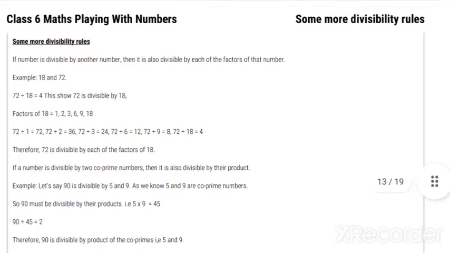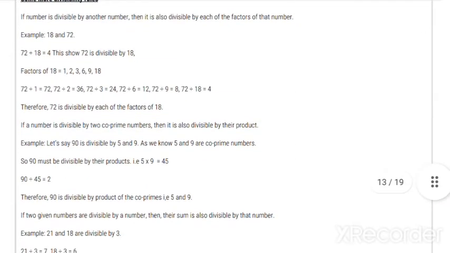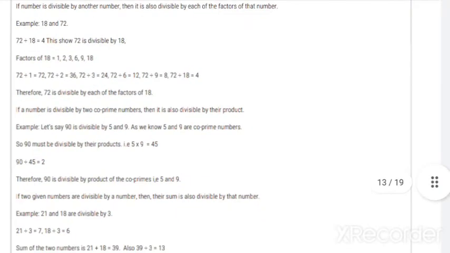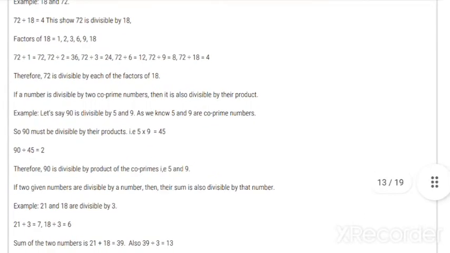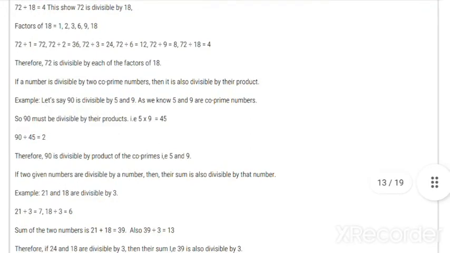Next children, if a number is divisible by two coprime numbers, then it is also divisible by their product. Like for example, let's say 90 is divisible by 5 and 9. As we know children, 5 and 9 are coprime numbers. So 90 must be divisible by their product, that is 5 into 9 is equal to 45. So 90 divided by 45 is equal to 2. Therefore children, we can say 90 is divisible by the product of the coprimes, that is 5 and 9.